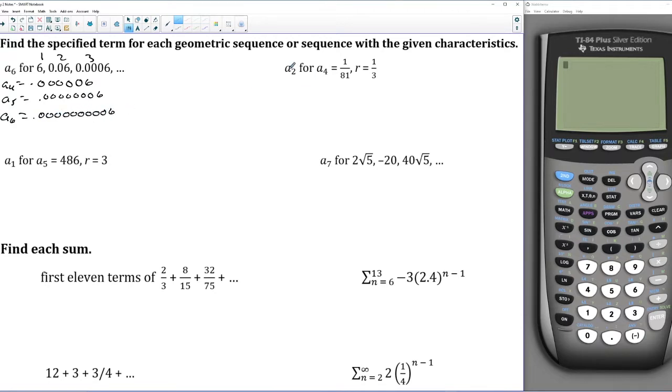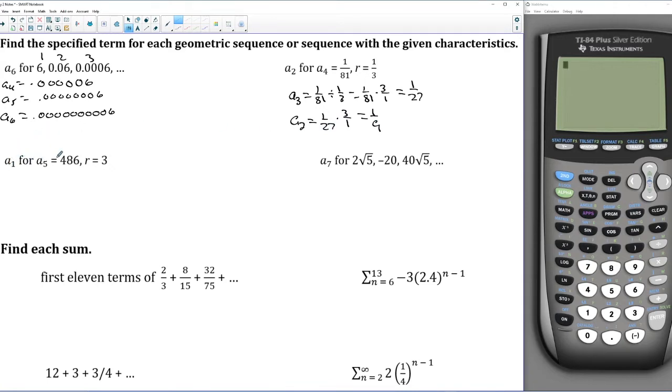A sub 2 for A sub 4 is 1 over 81 and r is 1/3. Well, if you go from A sub 2 to A sub 4, you multiply. So to go from A sub 4 to A sub 2, we're going to divide. So A sub 3 would be 1 over 81 divided by 1/3, or 1 over 81 multiplied by 3 over 1. Multiply by the reciprocal. That's 1 over 27. A sub 2 now is 1 over 27 divided by 1/3, or multiplied by 3 over 1, which is 1/9.